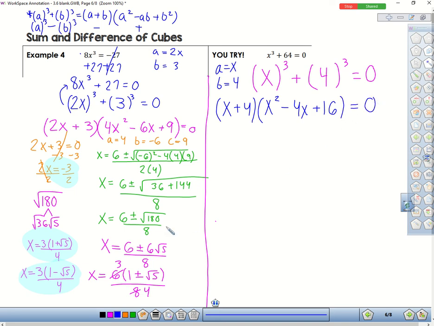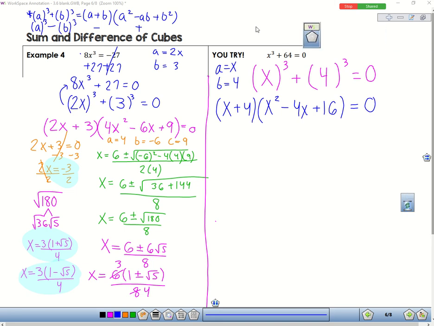Well, I'm thinking of factors of 16 that add up to -4, and I don't think there are any. No, nothing works. So we could use the quadratic formula like we did over here on the left, but this one might be a good candidate for completing the square. So I'm going to complete the square on this one, but you could very well use quadratic formula and you get the same answer. So it's up to you.